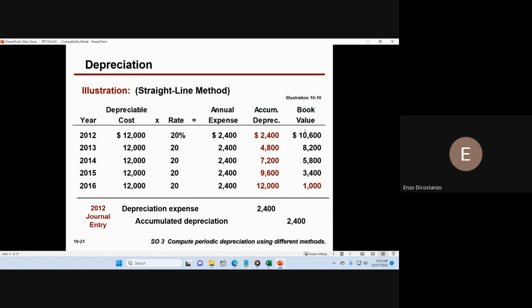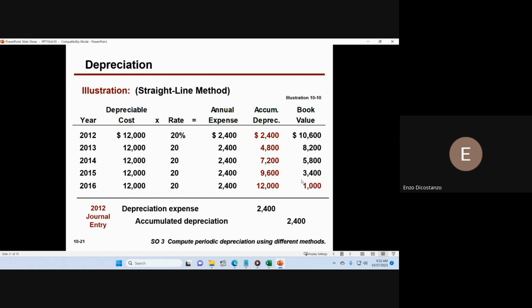So book value dwindles. The accumulated depreciation just keeps getting subtracted out. And if you look at this down to your 1,000, that's 13,000 minus 12,000, which is 1,000.